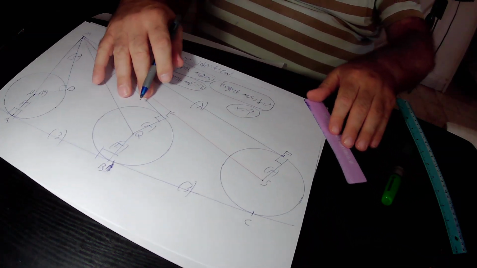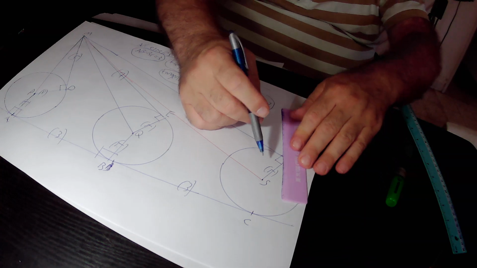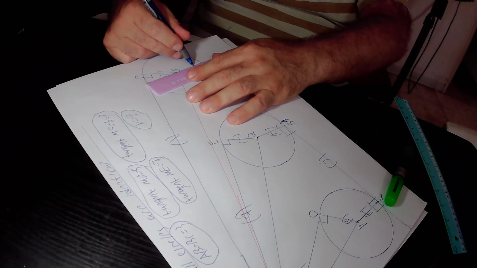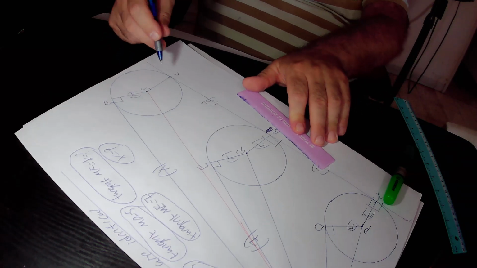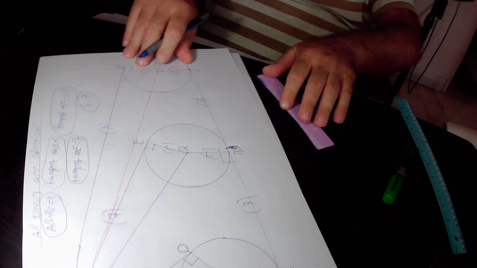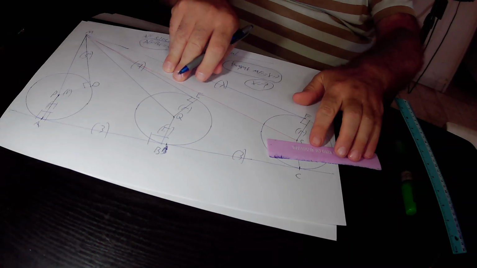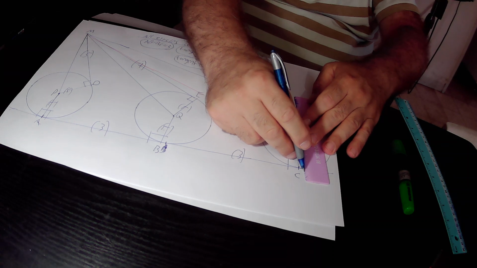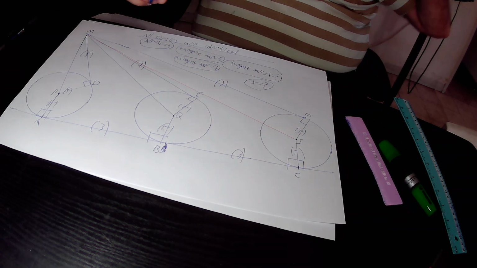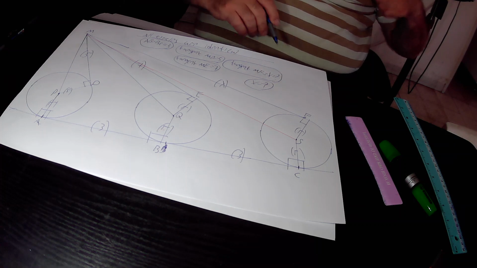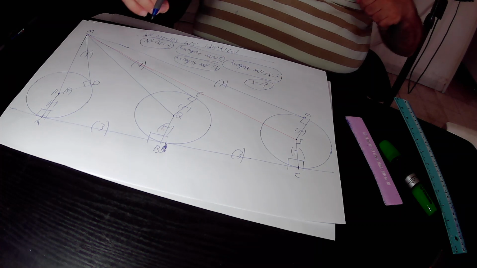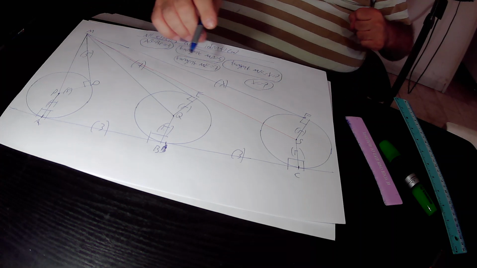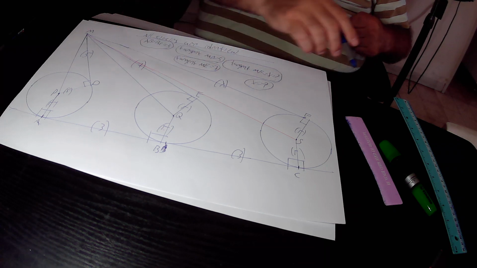And finally, we join points S and C together by a straight line. CS is of course the radius of this circle, that is R, and according to rule 1, this angle equals 90 degrees, and this angle also equals 90 degrees. Those 3 points P, Q, and S, they are at the same distance from the straight line ABC.